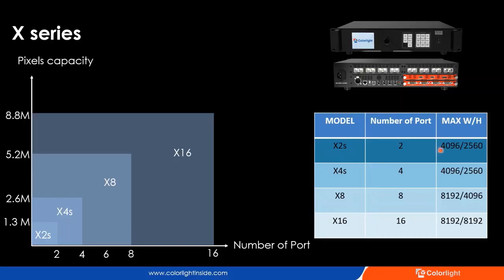On your right hand, there is the restriction on width and height. For example, for the X16, the maximum width and height is this one. So you don't need a splicer when the total pixel width is less than 8192 pixels.